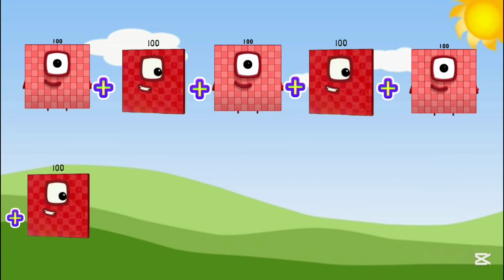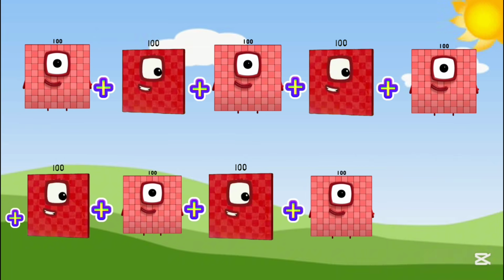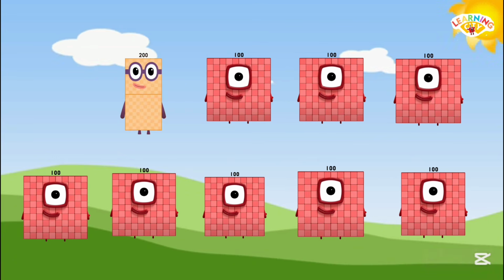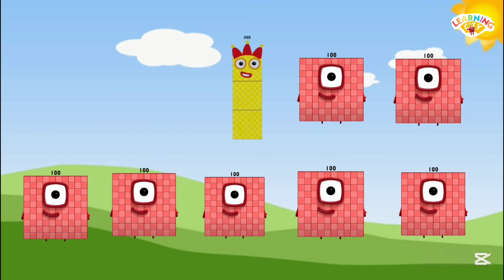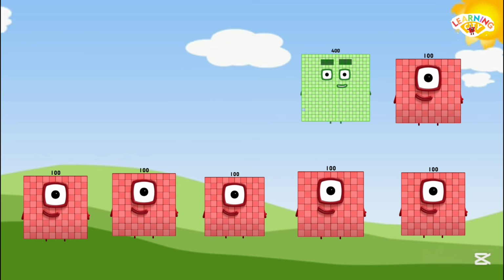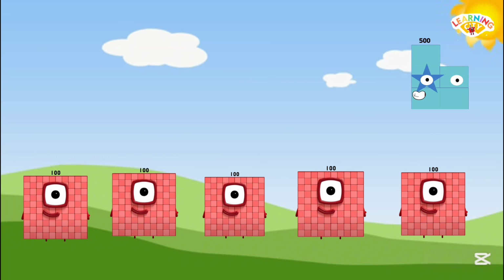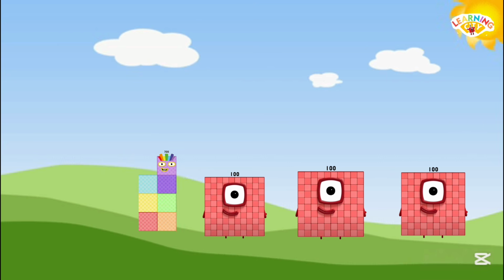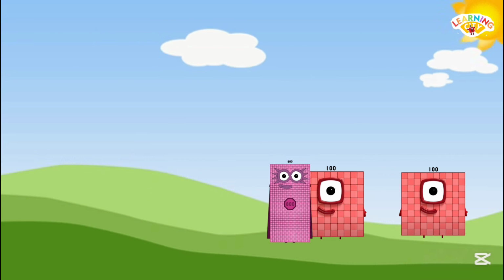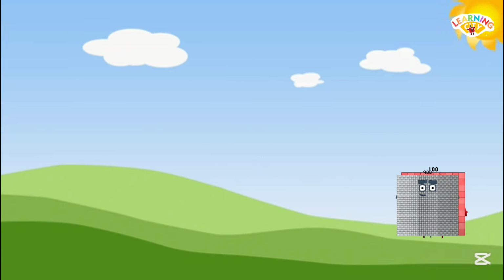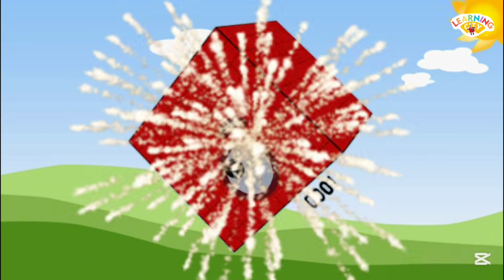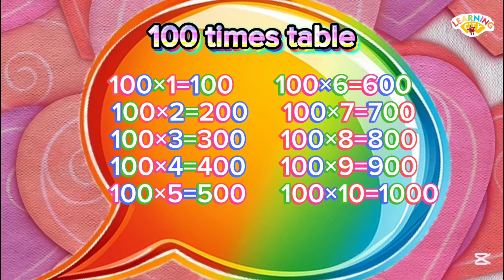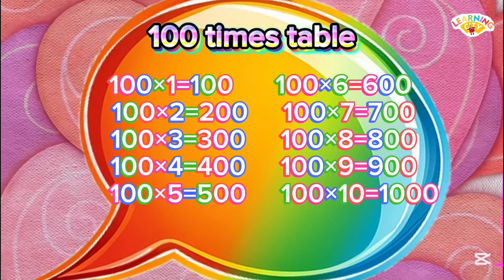Let's make 100 times table. 100 plus 100, 200 plus 100, 300 plus 100, 400, 500 plus 100, 600, 700, 800, 900 plus 100, 1000. Here is the 100 times table.